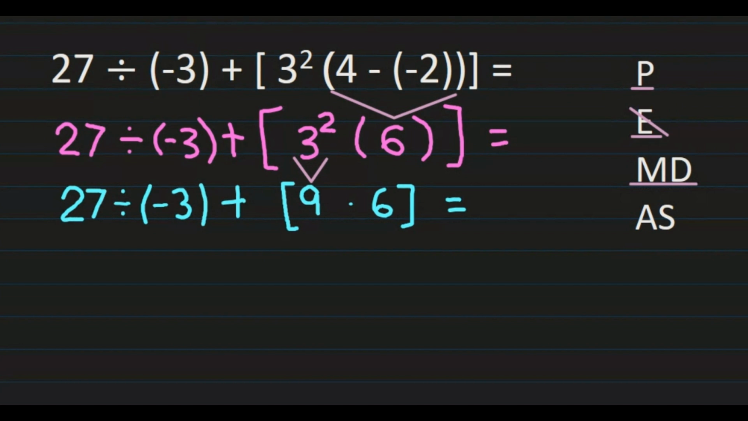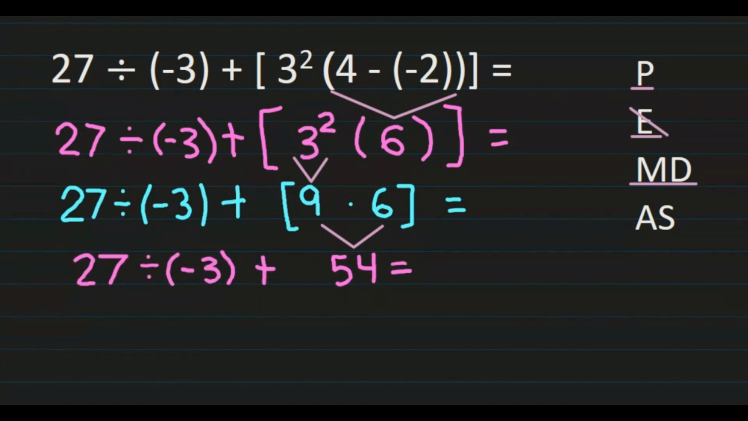So now I'm on the multiplication and division. It's the only step within the grouping symbols that I have left, 9 times 6. And 9 times 6 is 54. And then I'll bring the rest of the problem down.